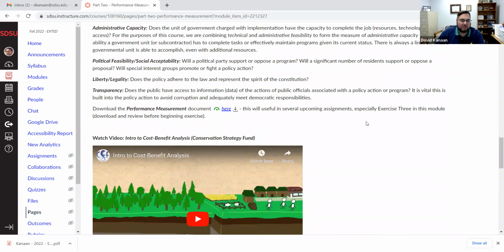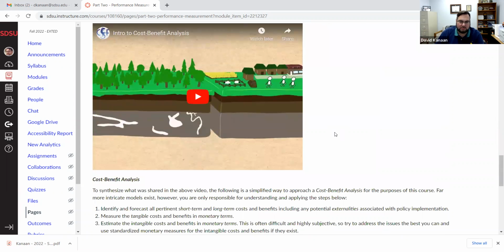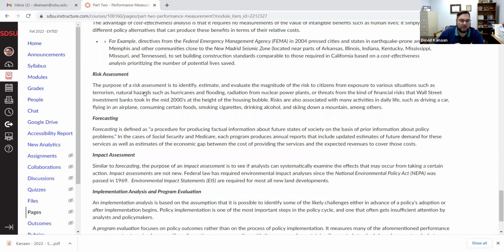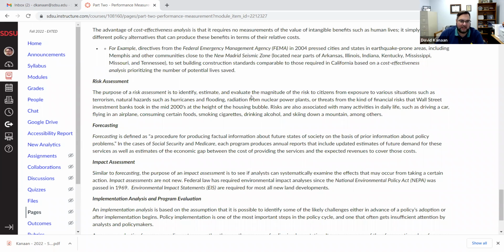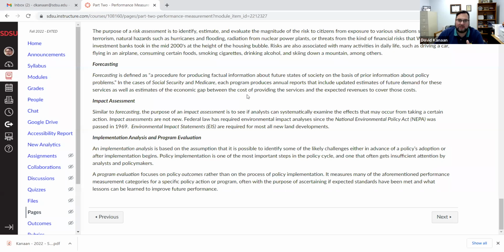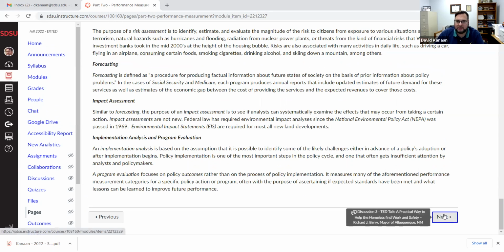So also, we have a video here, Intro to Cost Benefit Analysis. That's something to watch, just to give you an idea of cost benefit analysis. And then I've written out the steps here. And then know what these things are: risk assessment, forecasting, impact assessment. I know it's a lot of different things. We're not going to get too far into the weeds of these latter assessments. This is more of a generalist PA 460 course. I mean, it's upper division, so it's a little more work. But you could have a course on each one of these if you wanted.